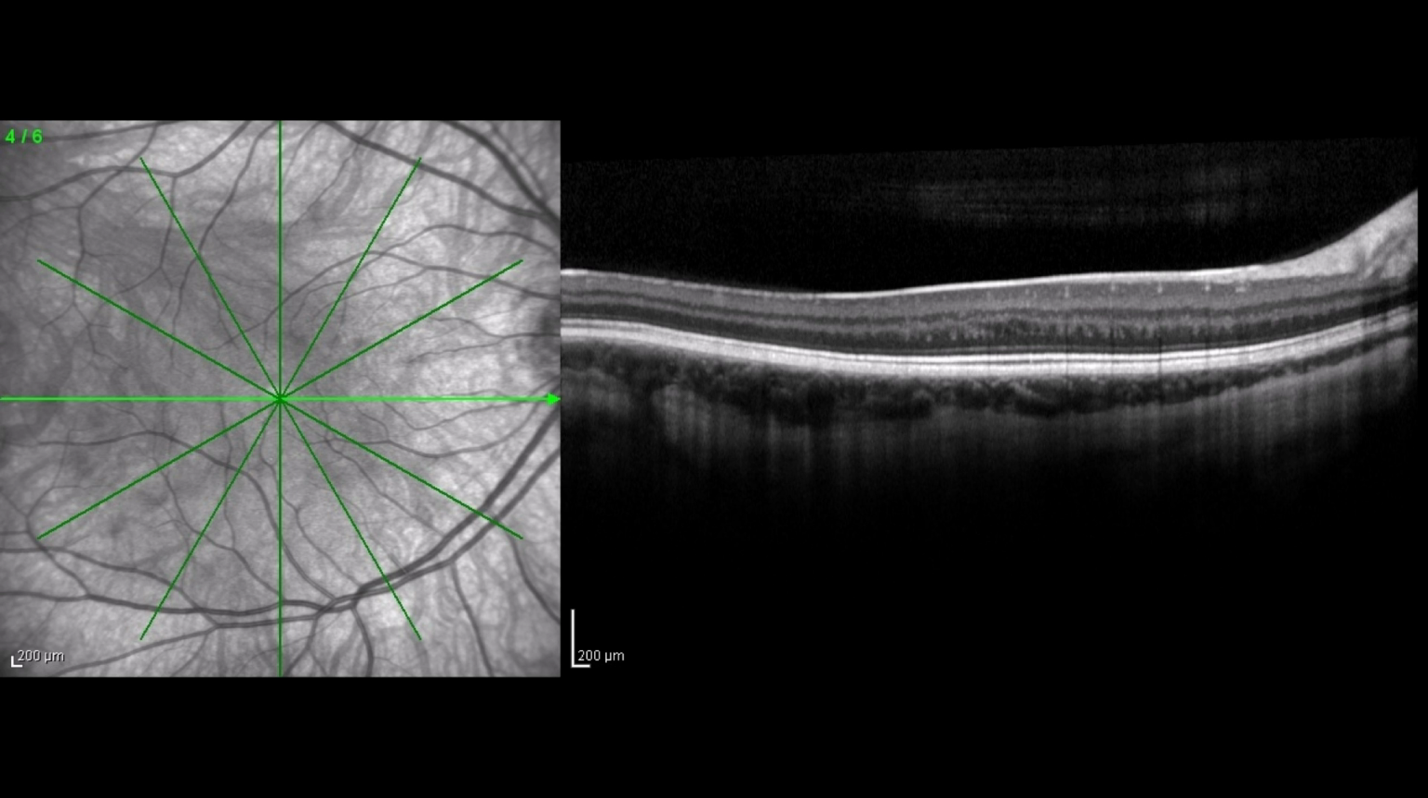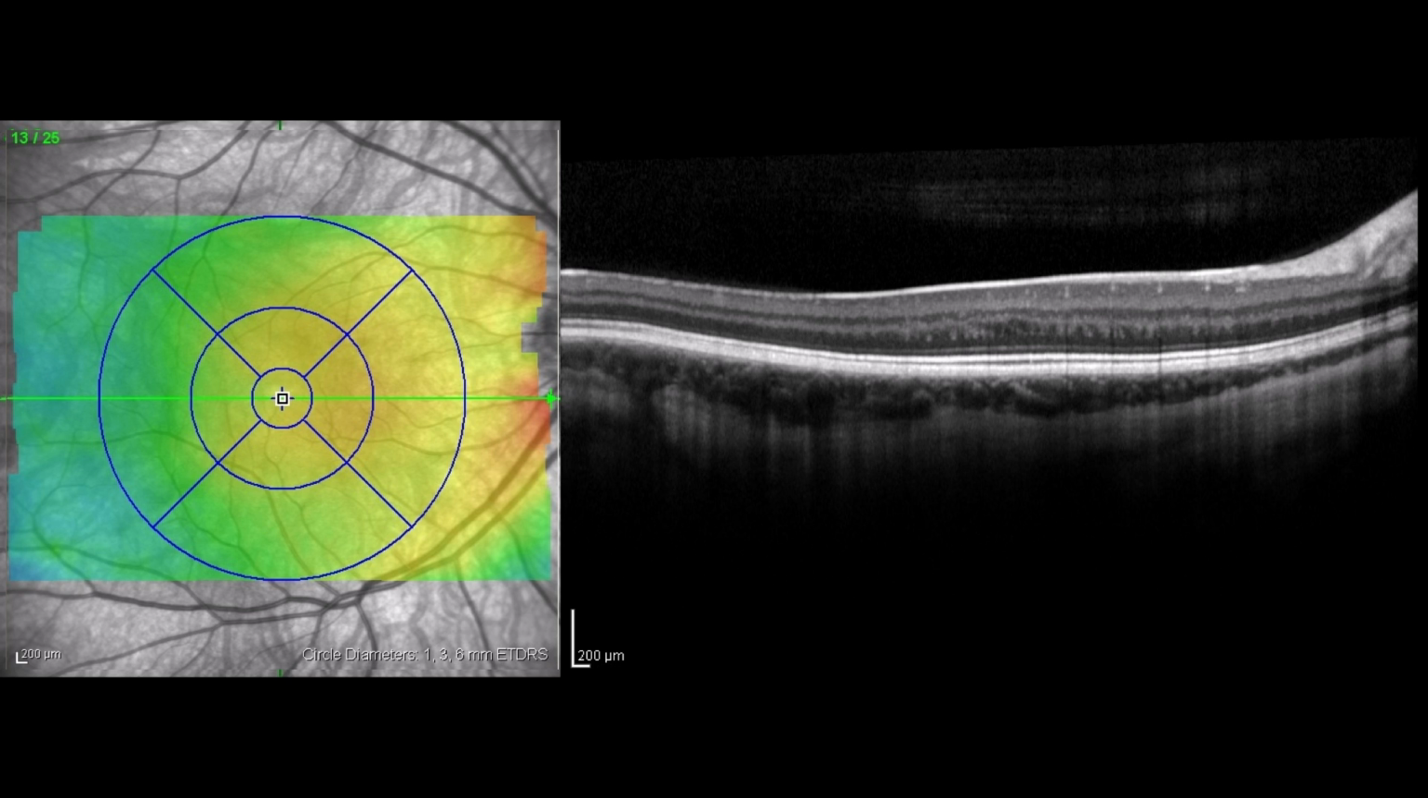This is going right through the center of the fovea. There's no foveal depression. What's that? Foveal hypoplasia, and she's got oculocutaneous albinism. And you can see from a retinal thickness map she has no foveal depression.